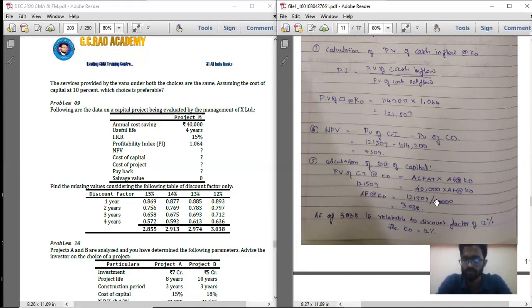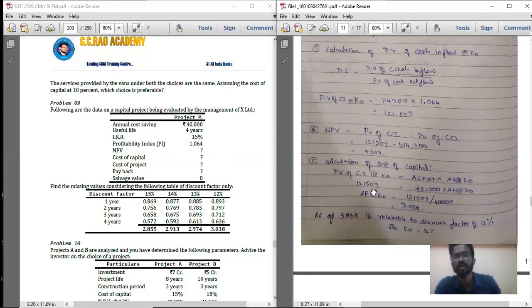40,000 into annuity factor at the rate of KO. We don't know the percentage of cost of capital, but we know the present value of cash inflow and we know the annual CFAT.